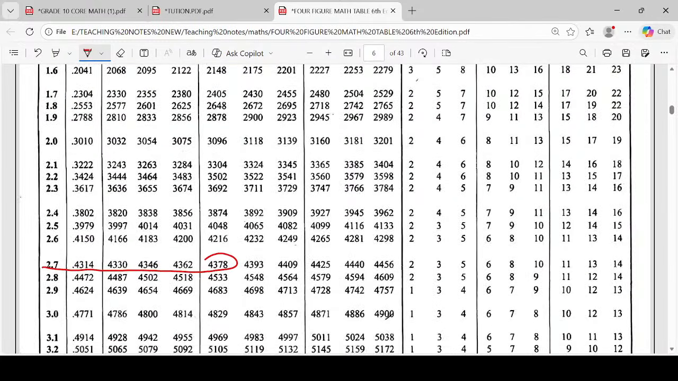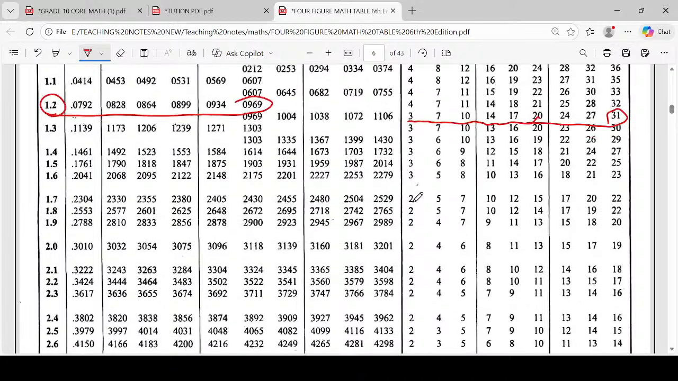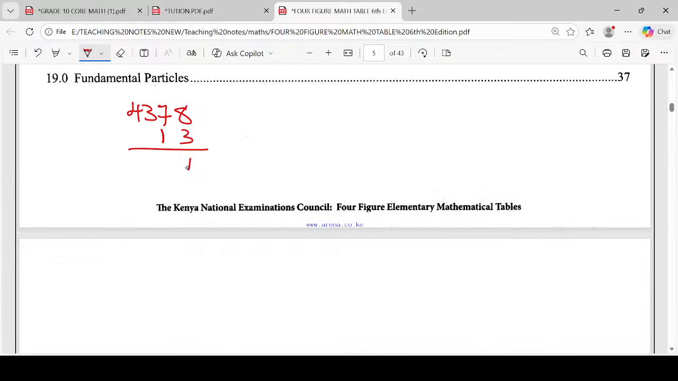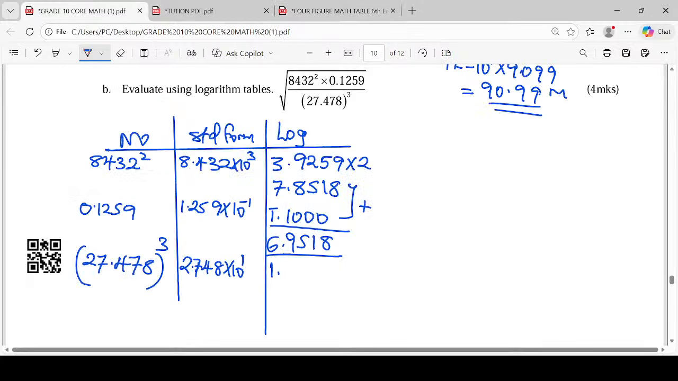8 is here. The value there is 13. What do you do to 13? You add here 13. Let's do the addition. This will be 43.91. Because it was cubed, you multiply this by 3. That one I said you are free to use a calculator. 1.4391 being multiplied by 3 now, you get 4.3173. That's the denominator. So because numerator over denominator, you are supposed to subtract their answers.